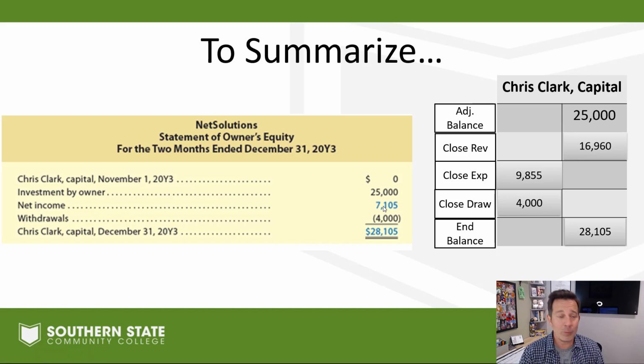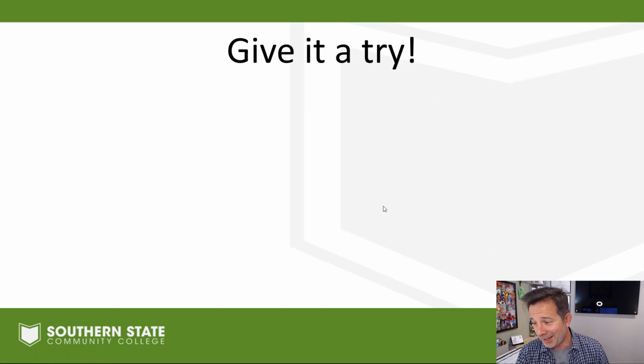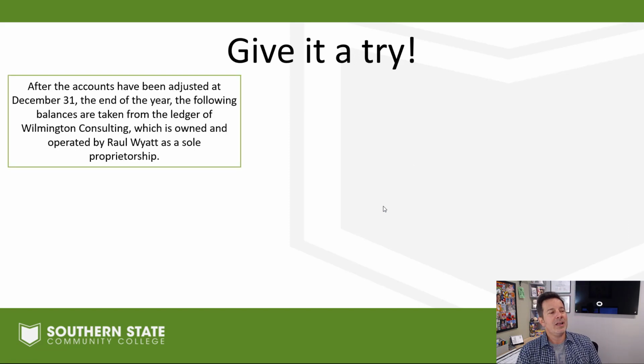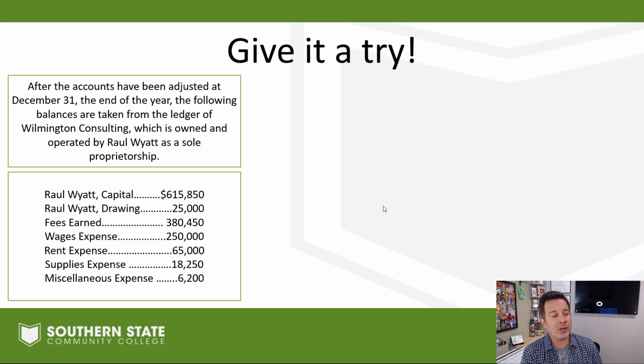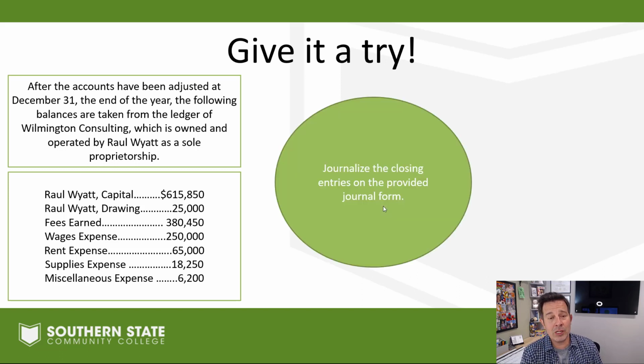We're keeping track. We're playing a game. The game is accounting. And hopefully our business does well. So give it a try. After the accounts have been adjusted at December 31, which is the end of the period, the following balances are taken from the ledger of Wilmington Consulting, which is owned by Raoul Wyatt as a sole proprietorship. Here are the balances. I want you to journalize the closing entries on the provided journal form.